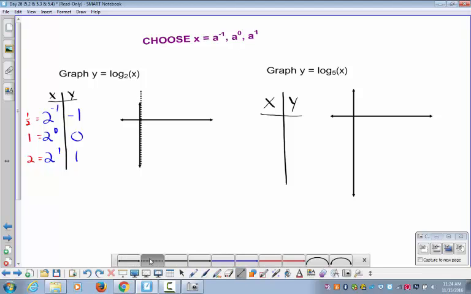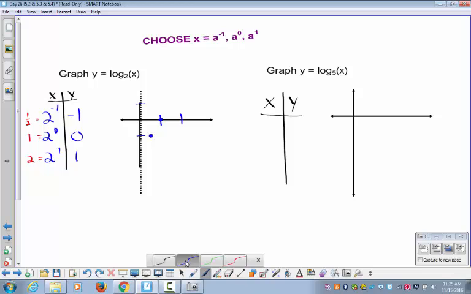And with a log function, a basic log function, not transformed, the y-axis is a vertical asymptote. And then we plot our points. So we're going to have 1/2 comma negative 1, 1 comma 0, and 2 comma 1. So there's our log function. Right there, basic log.